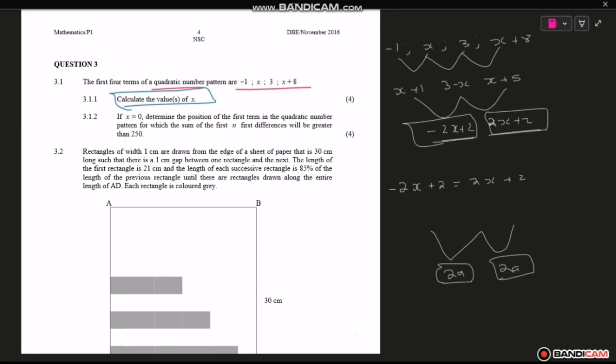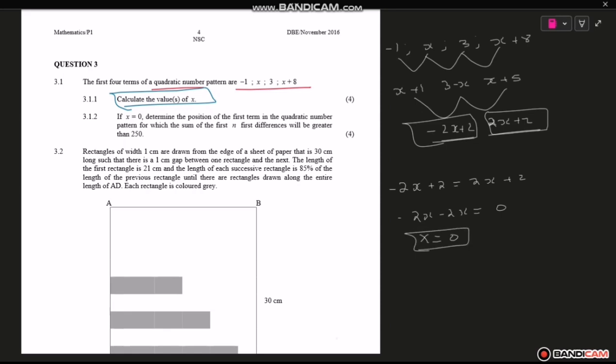I hope it makes sense. That's very, very important, guys, for you to know. Okay, let's just solve for x here. Then we're going to have negative 2x minus 2x equal to 2 minus 2. I hope it makes sense. It will be 0. Therefore, x equals 0.